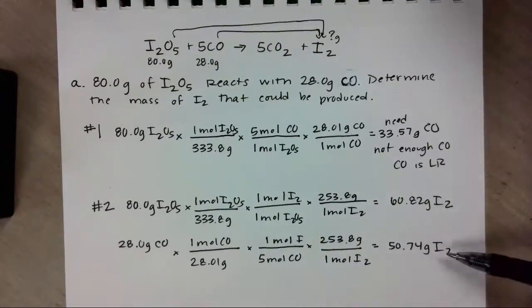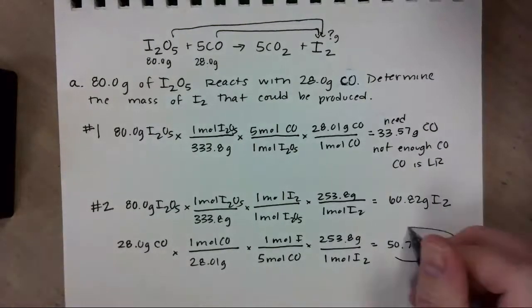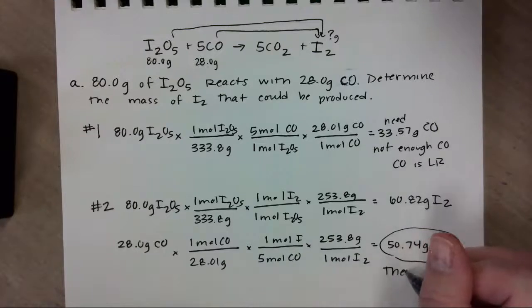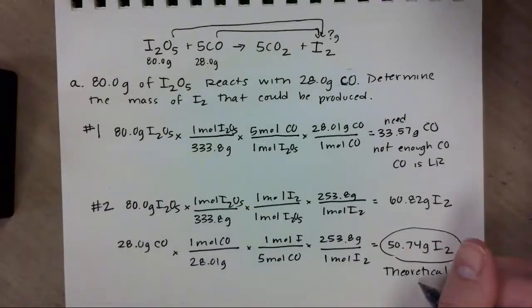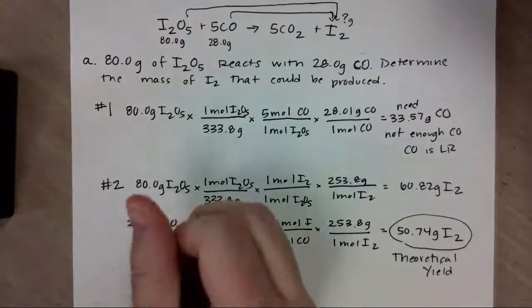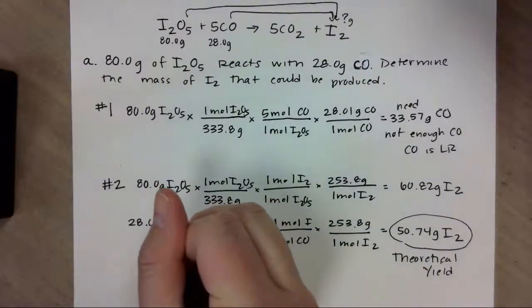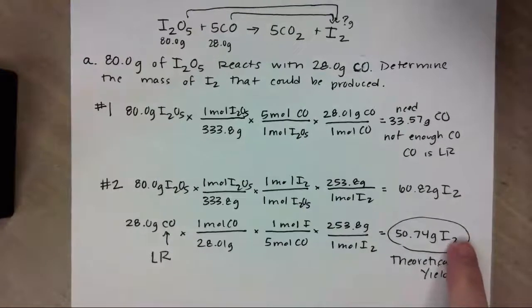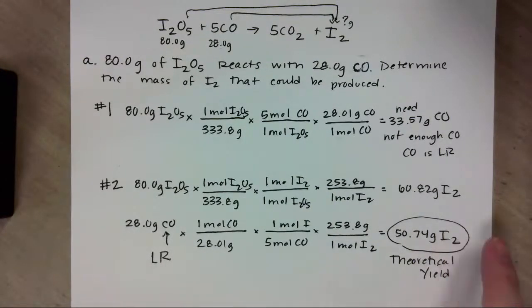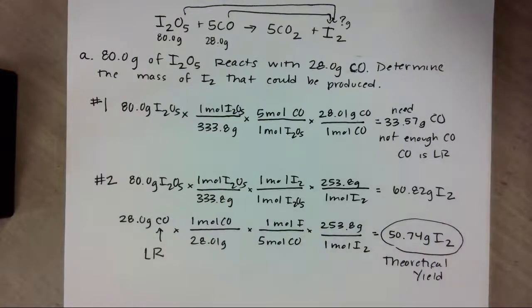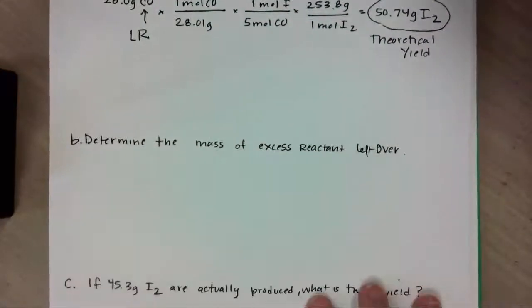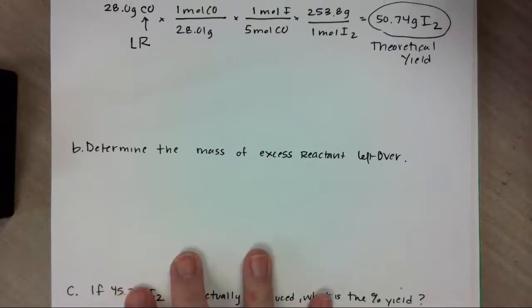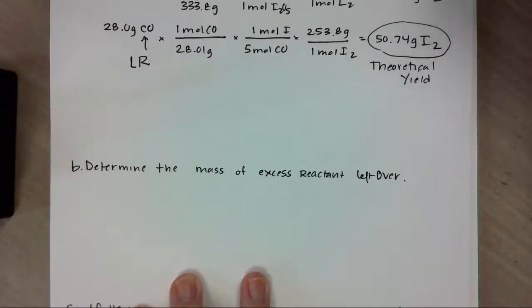So when we look at this then, the lower amount of the two is going to be my theoretical yield. That I'm going to make. And that's caused by carbon monoxide. That's my limiting reactant. The I2 is not the limiting reactant, but it's caused and created by that limiting reactant of carbon monoxide. Okay? So the second question then is determine the mass of excess reactant left over.